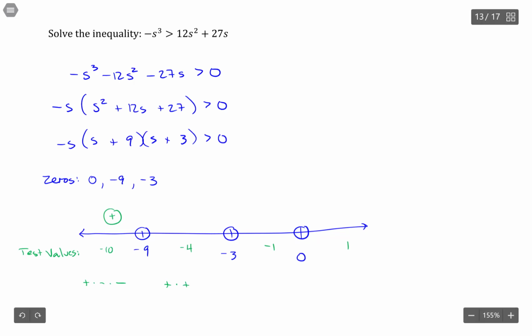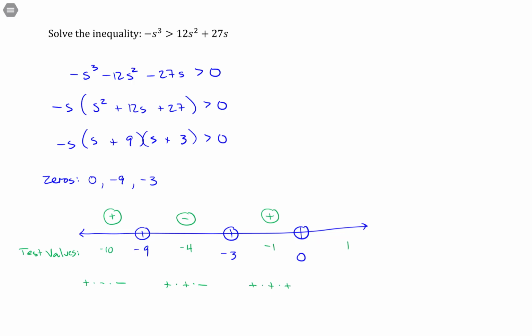Negative 4 plus 9 is positive. Negative 4 plus 3 is negative. So the result here is a negative value. Now negative 1, the opposite of negative 1 is a positive value. Negative 1 plus 9 is positive. Negative 1 plus 3 is positive. So the result here is a positive value.